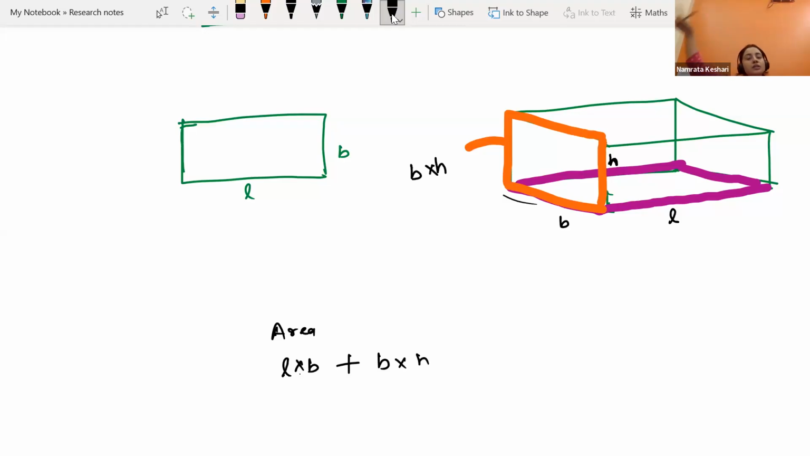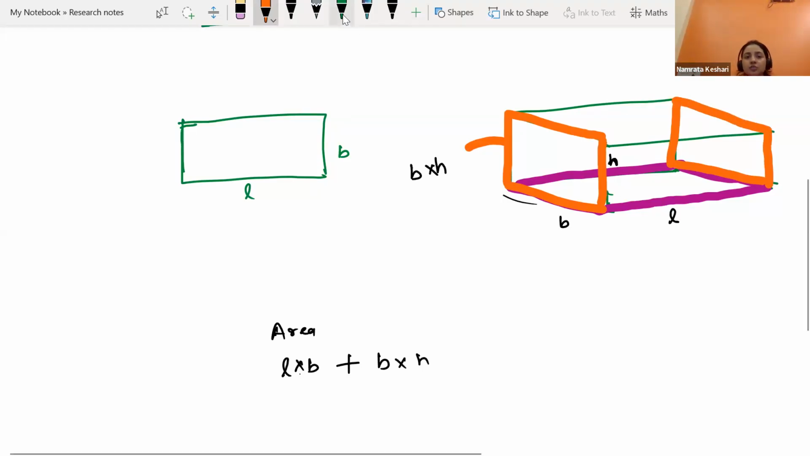Can we say the same on the other side also? This is on the left. On the right also we'll have the same breadth into height. Yes or no? Yes, that is also breadth into height. Okay, so we have taken the bottom one, the purple color, and these two orange colored rectangles. Now we are left with the front and the back.